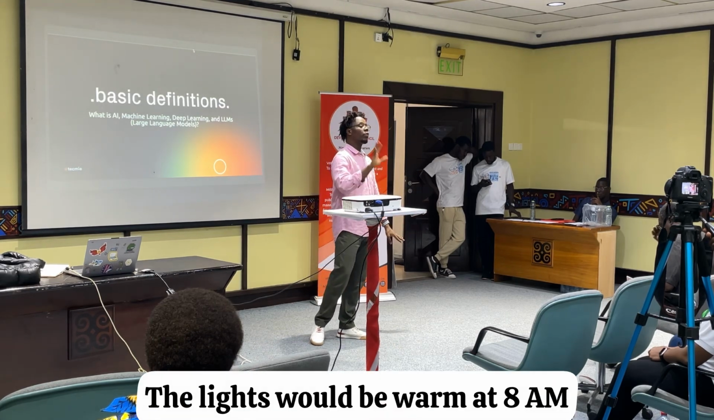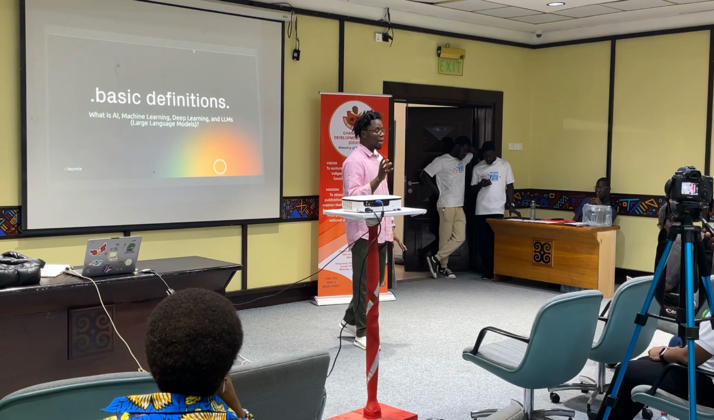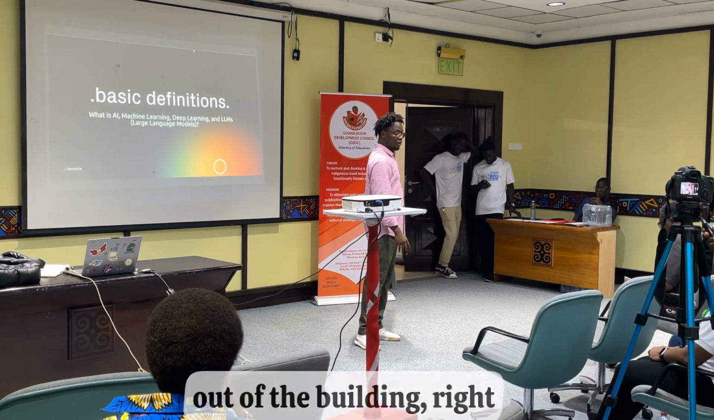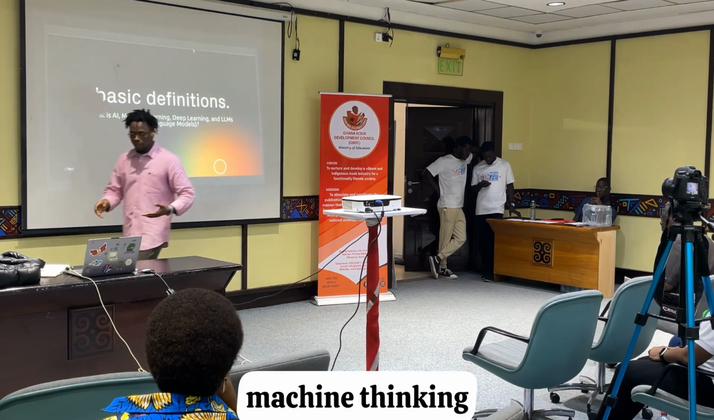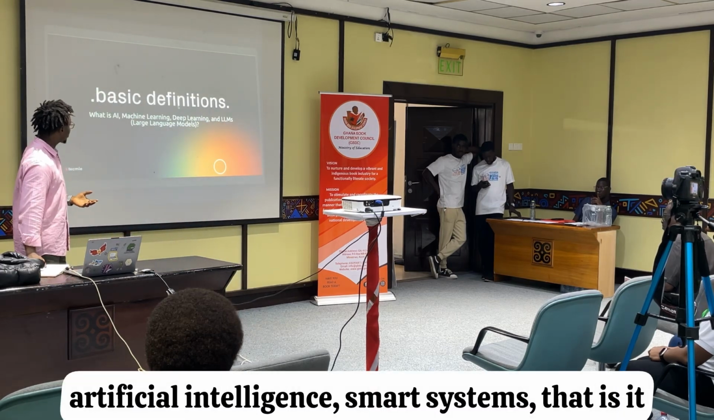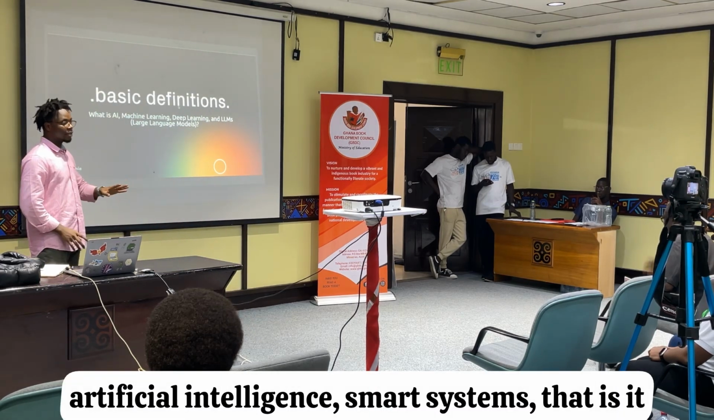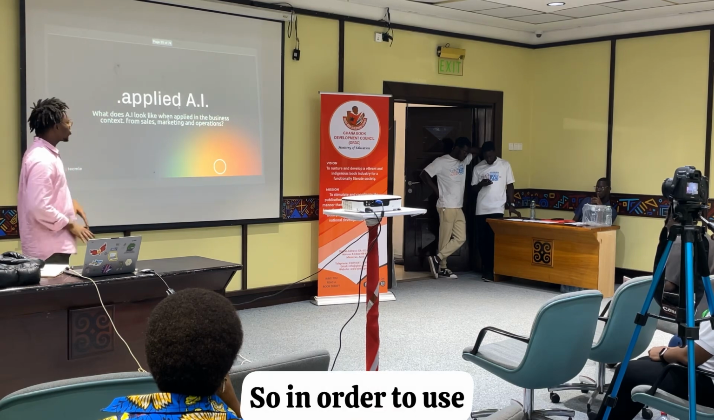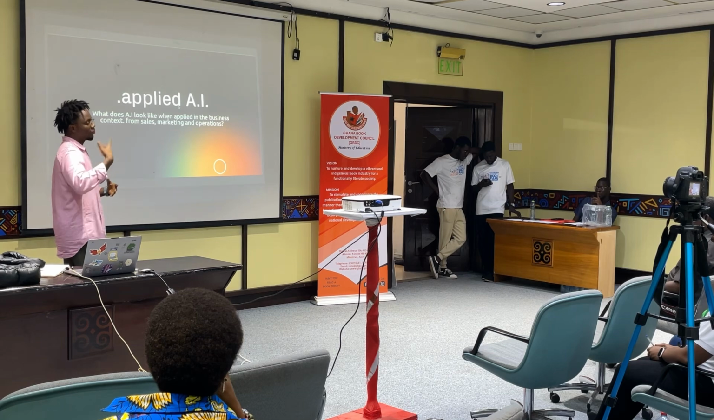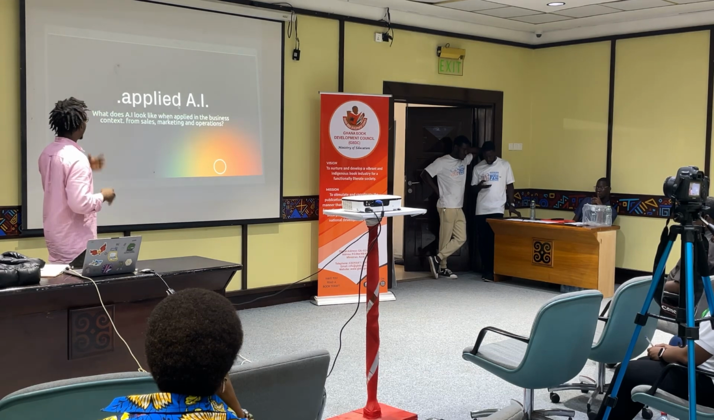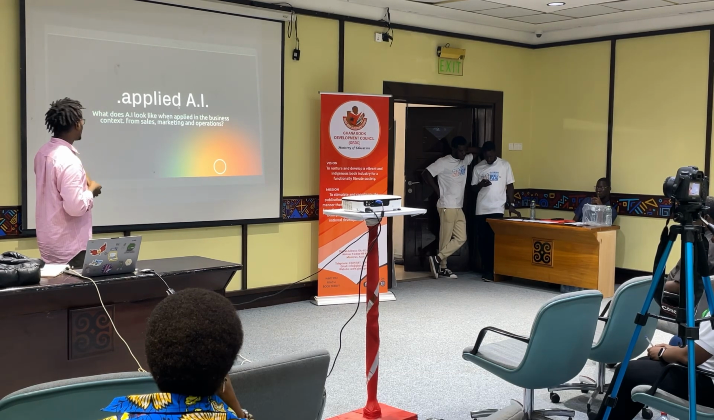The lights would be warm at 8 a.m. and they would go off the moment you step out of the building, right? So when you think about machine thinking, artificial intelligence, smart systems, that is it. So in order to use AI, you need to be able to understand how machines work. And so we go into applied AI.